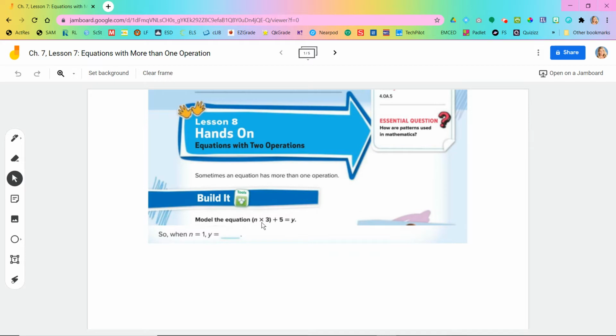I can't solve for both of my variables at the same time. I can only solve for one.